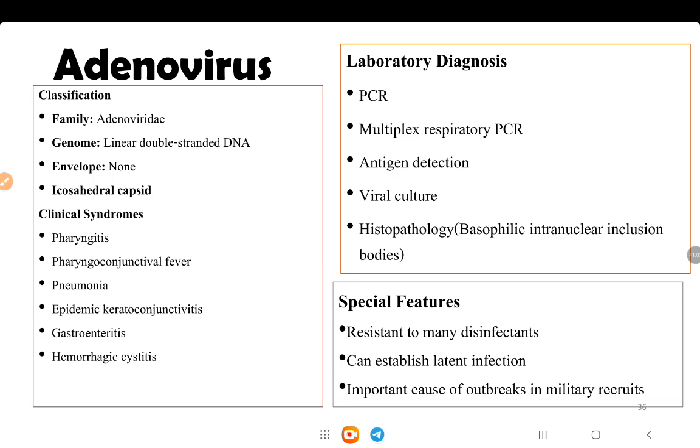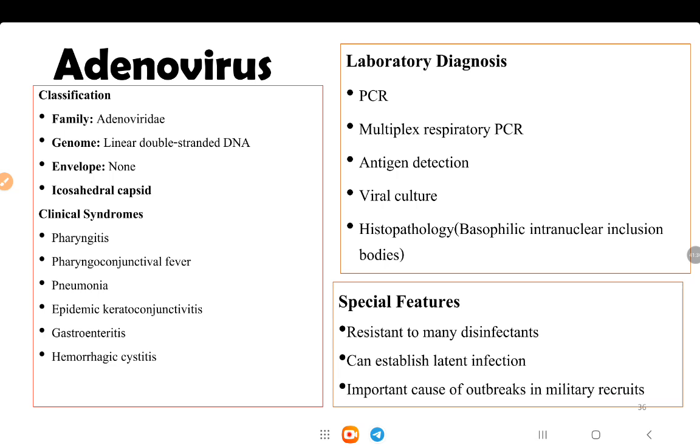Since it infects multiple body systems, adenovirus should be considered in a patient with multiple clinical syndromes. Once a patient has multiple syndromes, we can keep adenovirus in mind. PCR is one of the most suitable laboratory tests for diagnosis of this patient because it is rapid and highly sensitive. Multiplex PCR panels can also be used for detecting adenoviruses.